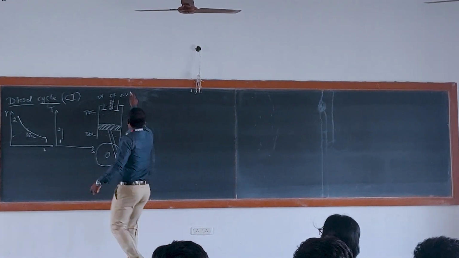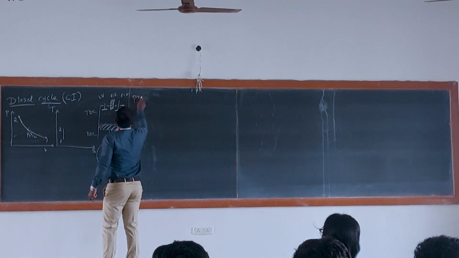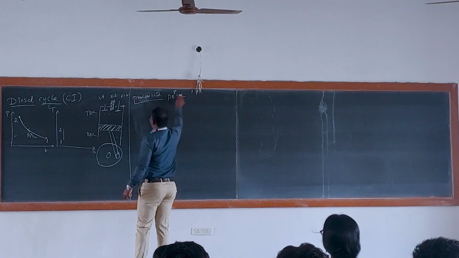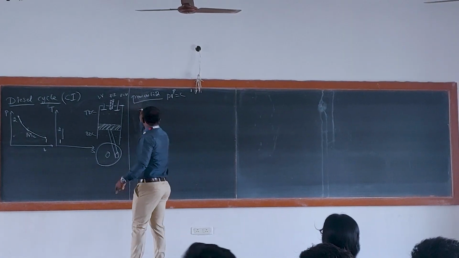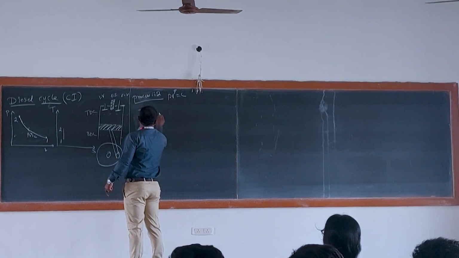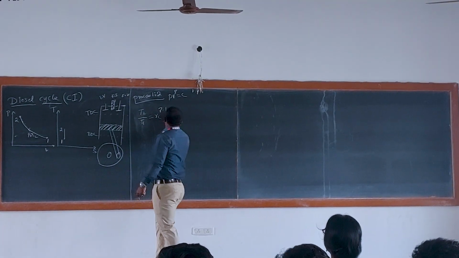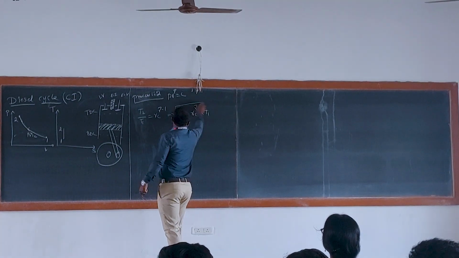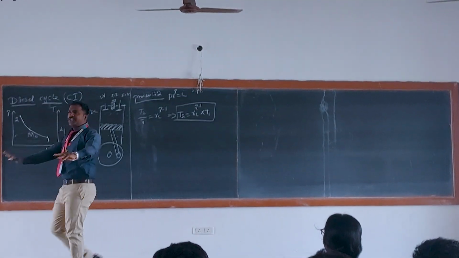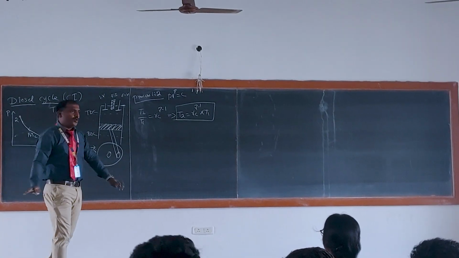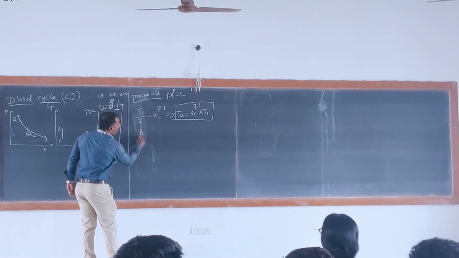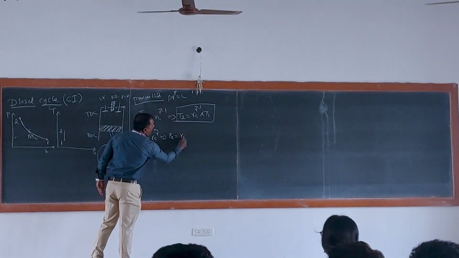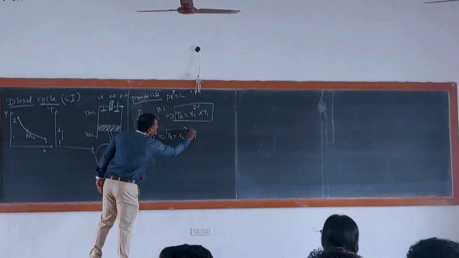Now I am going to write here. Process 1 to 2 reversible adiabatic compression. So very simple, same formula. T2 by T1 is equal to RC power gamma minus 1. If you want T2, T2 is equal to RC power gamma minus 1 into T1. Last time whatever formula we saw, the same formula, no change at all. Similarly, my P2 by P1 is equal to RC power gamma, which is P2 is equal to RC power gamma into P1. Same formula, no change.